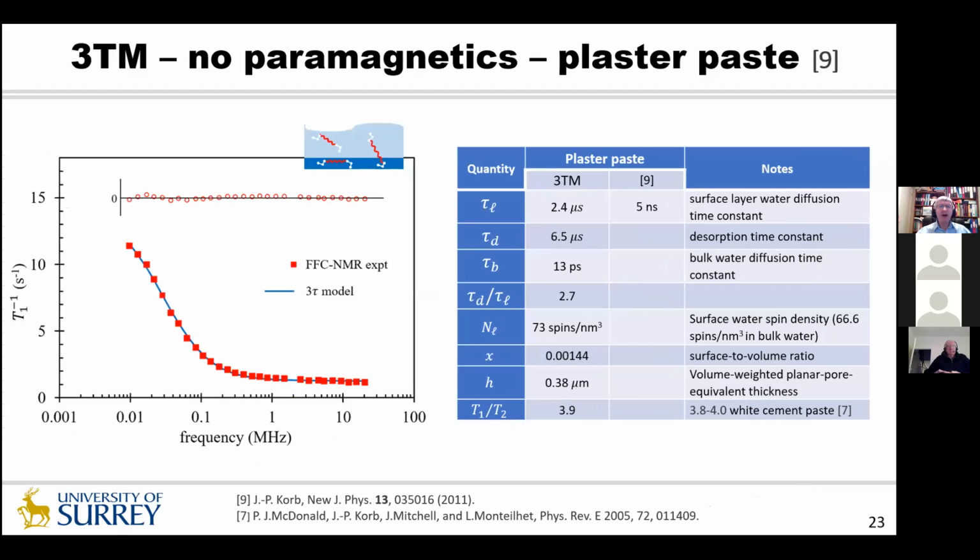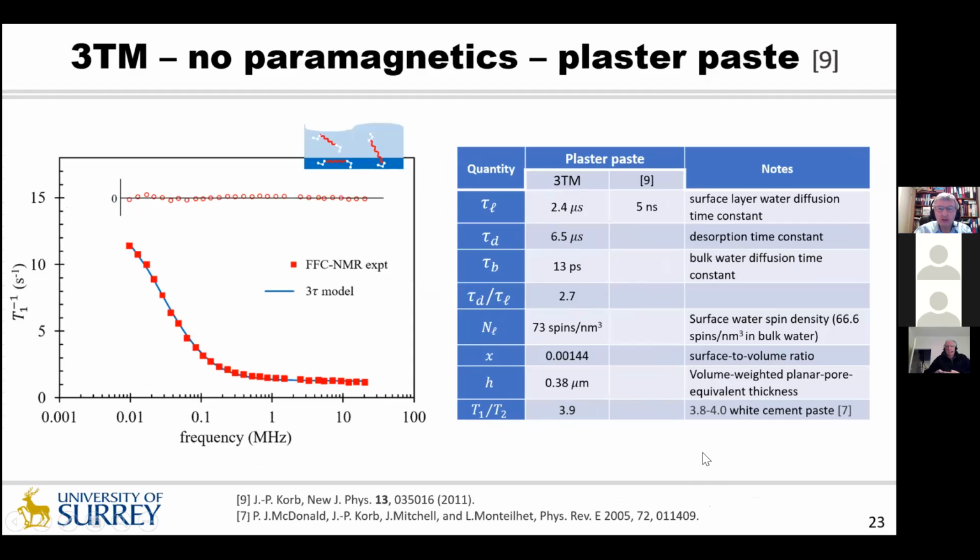Okay, right, now we can move on and look at systems without paramagnetic impurities. There's no other model that can cope with these systems. And just look at this, ladies and gentlemen, there's an awesome fit to the data using the 3-tau model. This is plaster paste data from, again, Jean-Pierre Korb, published in 2011. And all the numbers here are absolutely lovely.